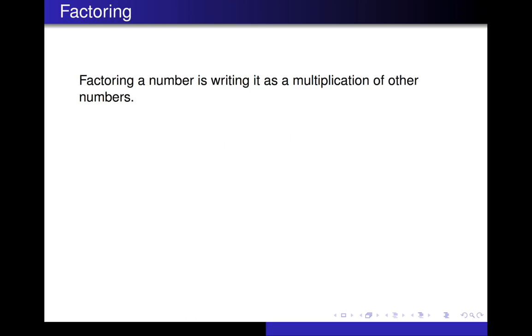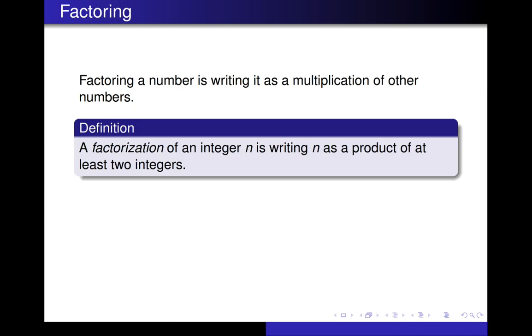Okay, so basically factoring a number is just writing it as a multiplication of other numbers. So for an integer, what that means is we're taking some integer n and we're writing that number n as a product of at least two integers. And I almost said two other integers, but they don't necessarily have to be different integers.